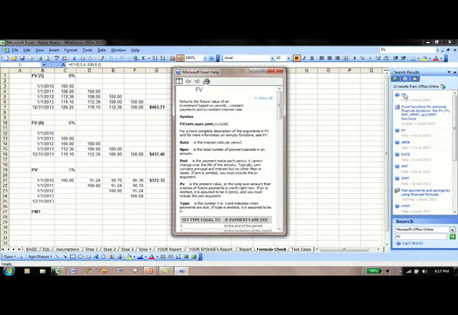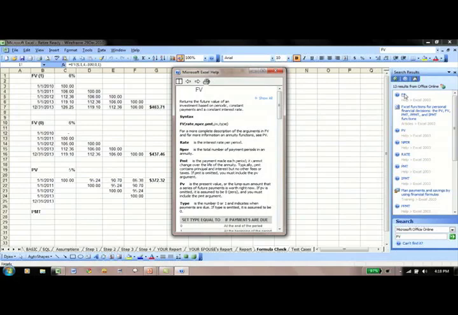So now if you look at this, it says it returns the future value of an investment based on periodic, constant payments and a constant interest rate. So let's just say you paid $100 on the 1st of Jan for the next 5 years, and the interest rate was, let's just say, 10%. Then what this formula will give you is the future value of your cash payment stream at the end of your period, the future value.